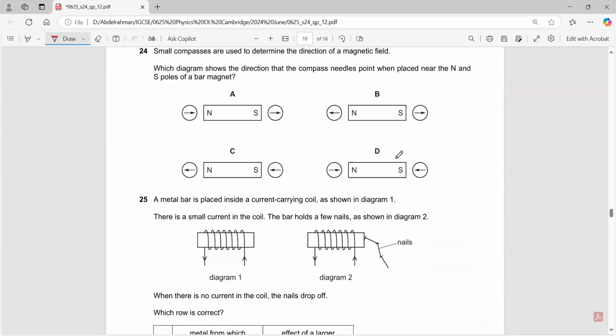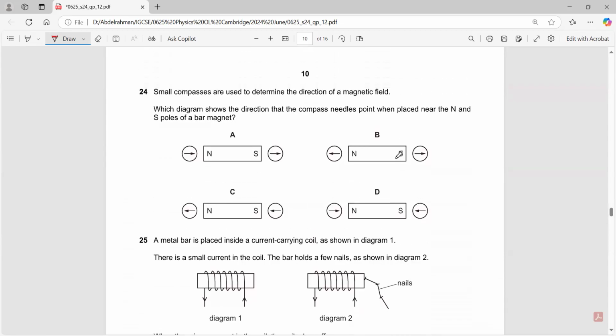Small compasses are used to determine the direction of a magnetic field. Which diagram shows the direction that the compass needles point when placed near the North and South Pole? If it's near the South Pole, would it point away? No, it would actually point towards the South Pole. And near the North Pole, it would point away from the North Pole. Why? Because the magnetic field is moving out of the North Pole and into the South Pole. So it is C.